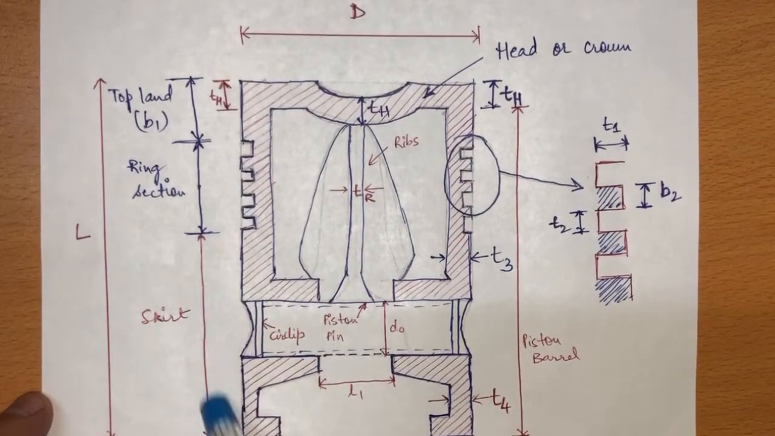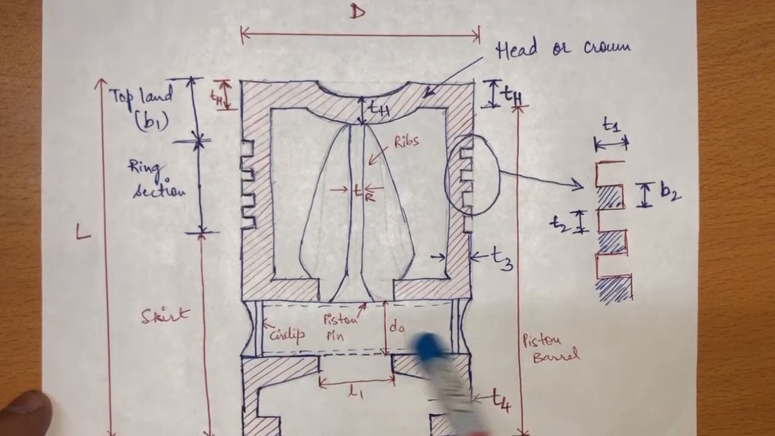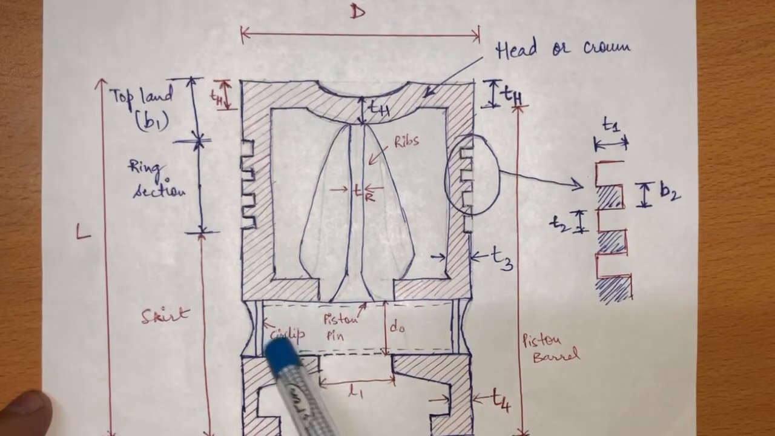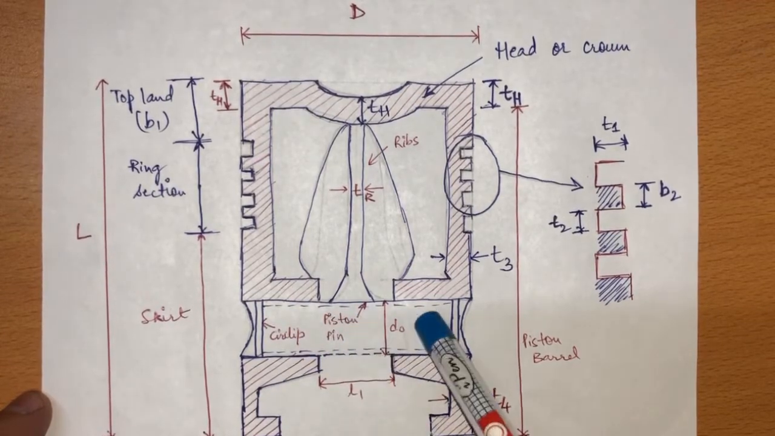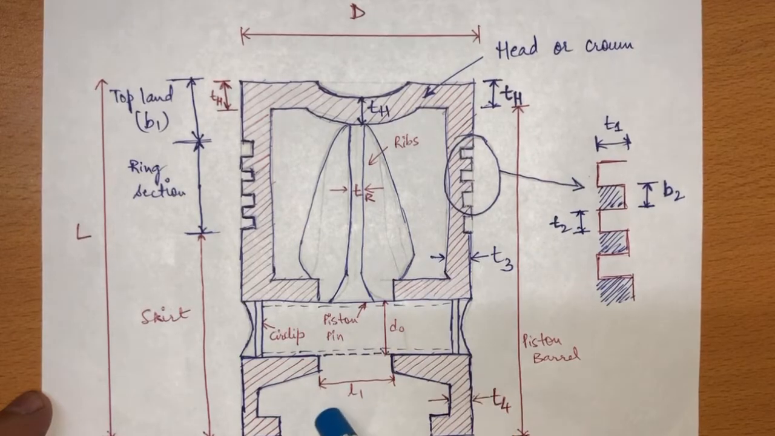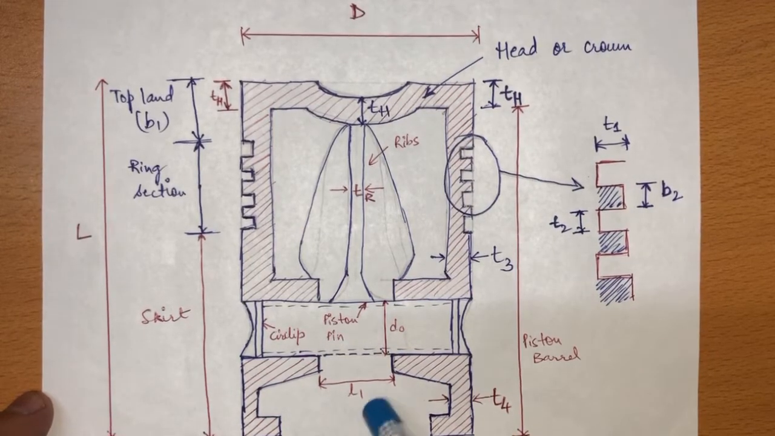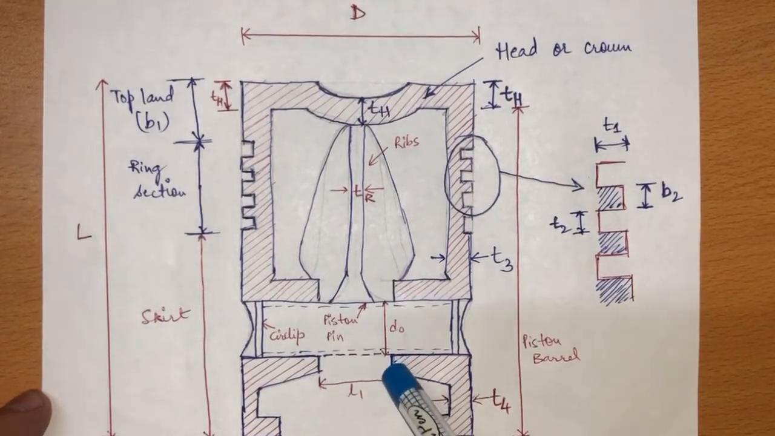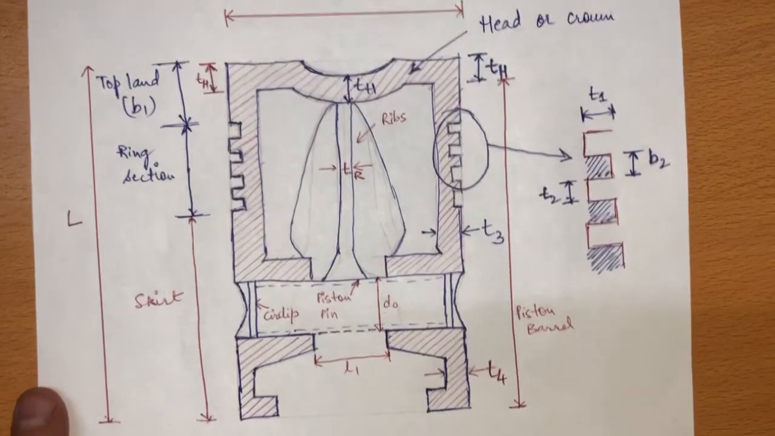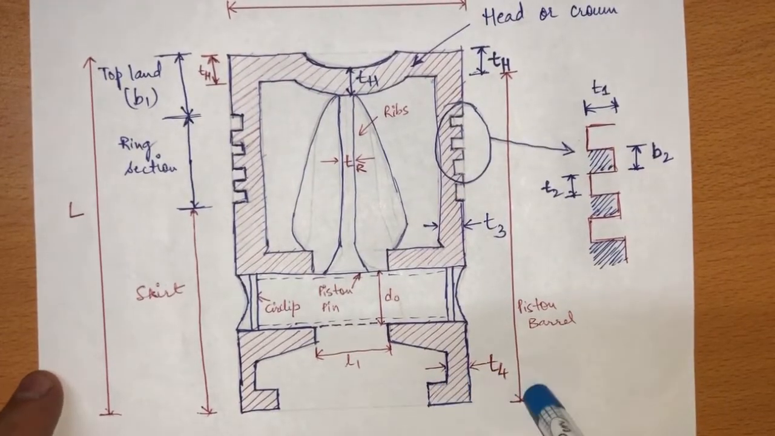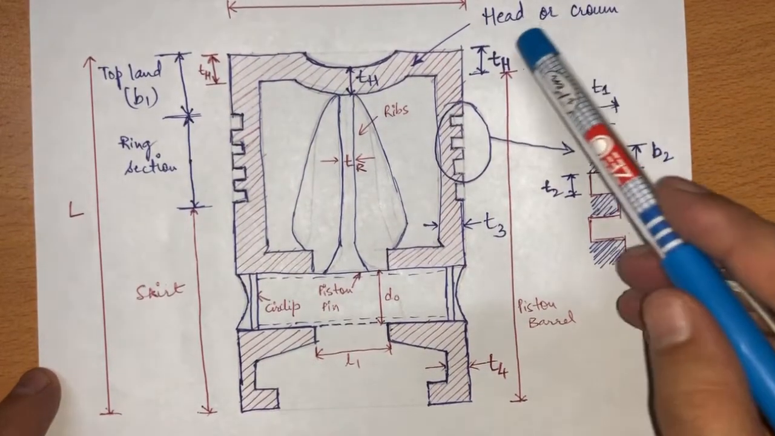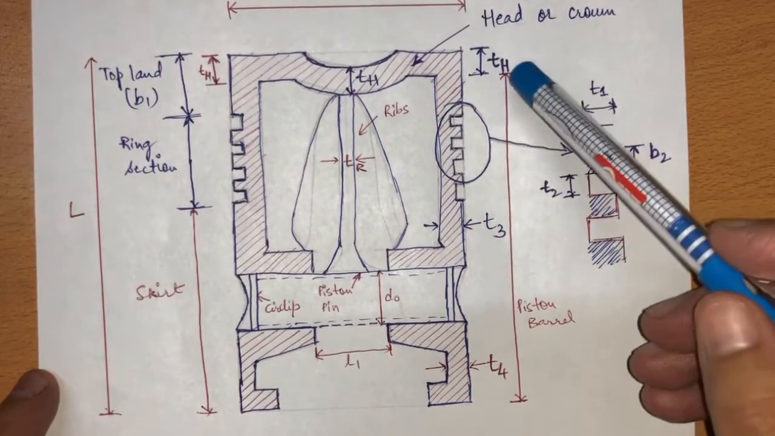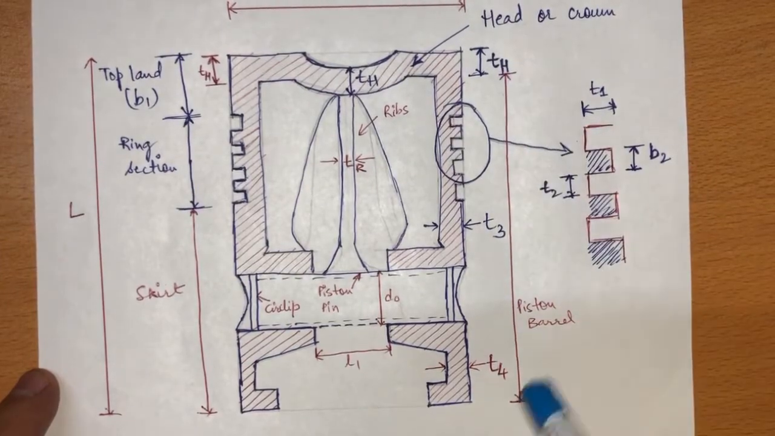The skirt part of the piston holds the piston pin, which is locked on the two sides with the help of circlip. Piston pin has the outer diameter of D0, and this length L1 shows the length of the small end of connecting rod, which will be fixed in this portion, and the bushing part of it. T4 is the piston wall thickness. The portion which is at the top, that is TH, as already discussed, the thickness of the head, and the remaining part is called the piston barrel.